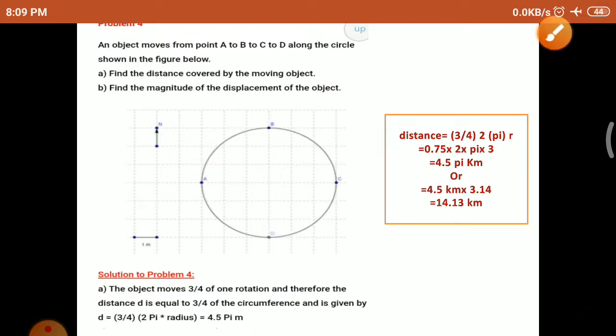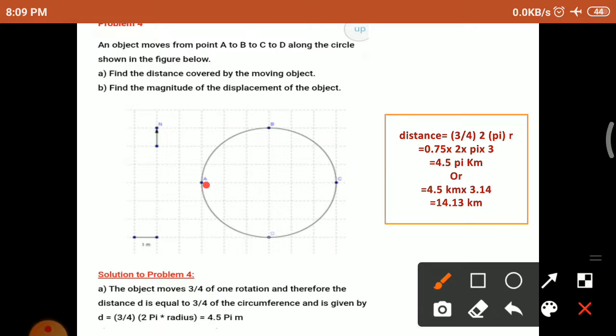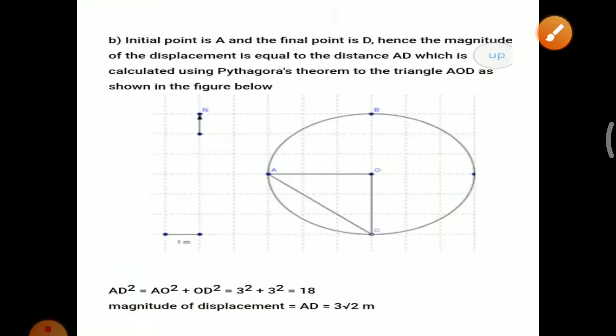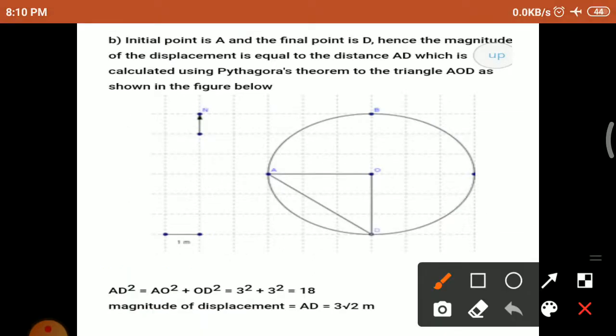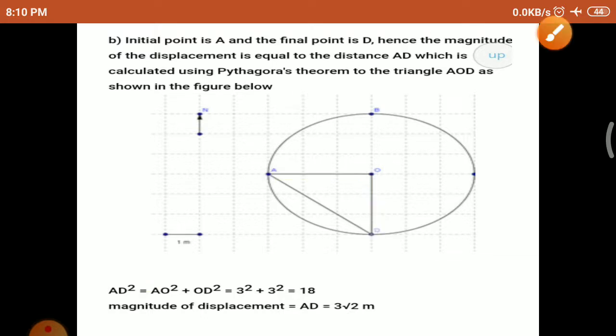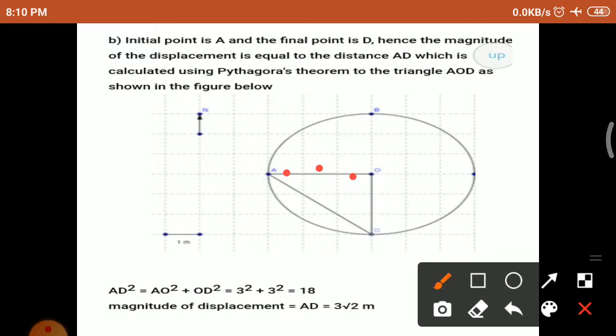How to calculate the displacement? The initial position is this, the final position is this. So this is the shortest distance between initial and final. So this is the origin. We know that this is the origin, this is A and this is D. So using the Pythagoras theorem, AD squared equals AO squared plus OD squared. The value of AO is 1, 2, 3. So 3 squared. OD is 1, 2, 3.